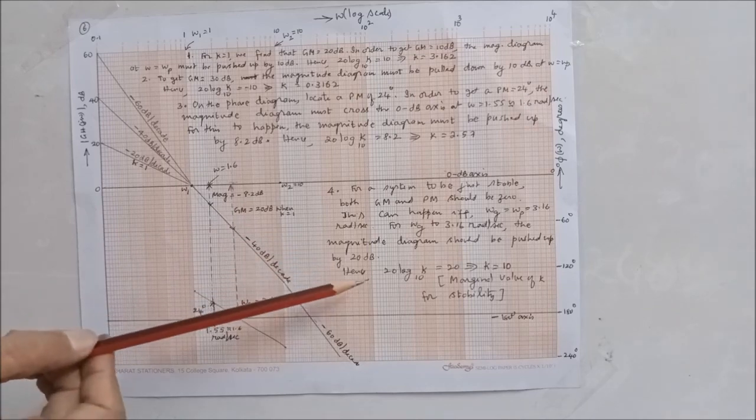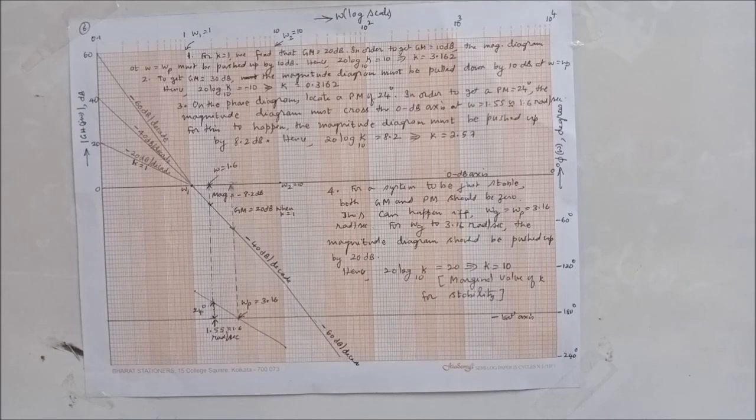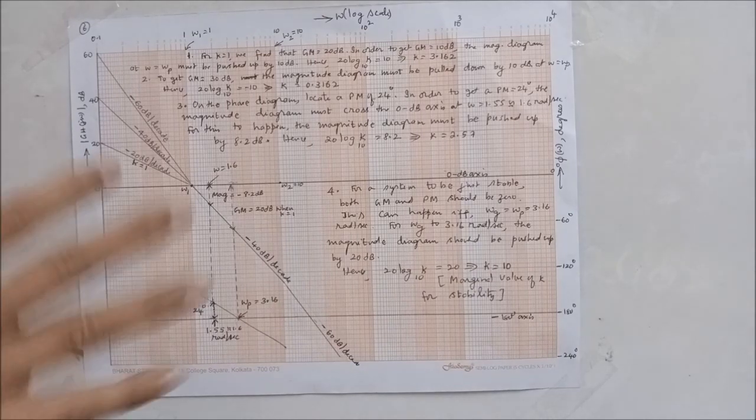Correct? Hence, 20 log k to base 10 is equal to 20. This gives k is equal to 10. This is the value of k for system to be marginally stable.